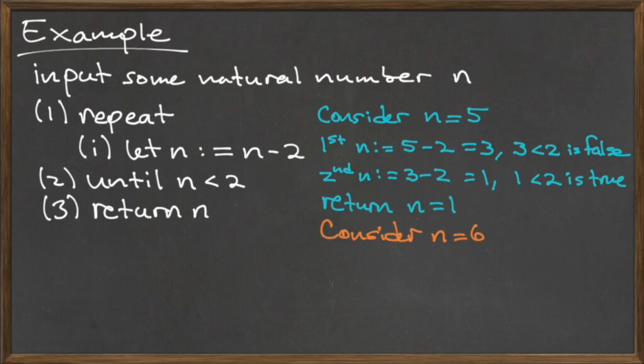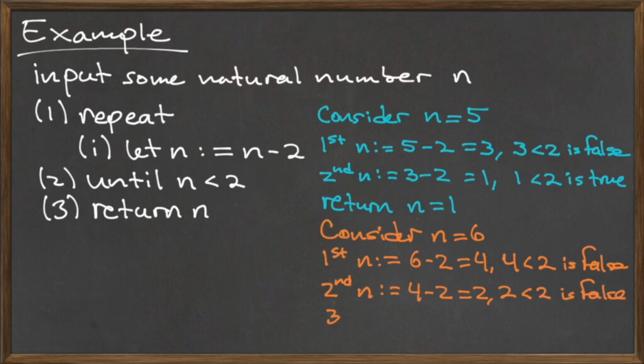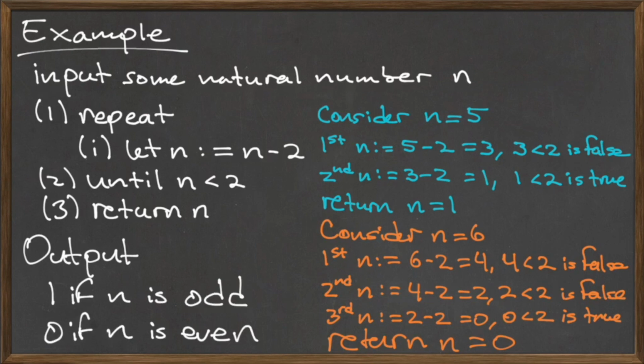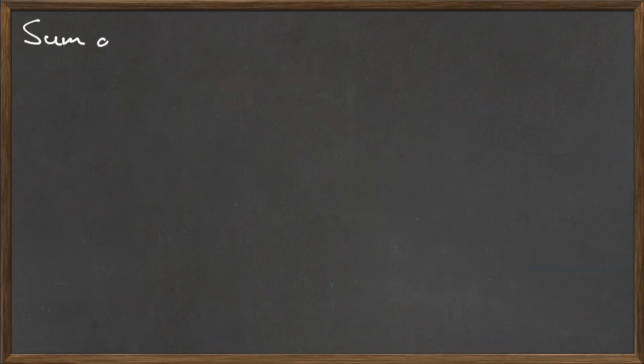For some extra practice, try running this algorithm again with the input n equals 6. Be sure to track all of your variable values carefully, and only exit the loop once the stopping condition is met. For the input n equals 6, this algorithm returns the output n equals 0. In fact, this is a special algorithm, which for any natural number n will always return 1 if n is odd, and 0 if n is even.